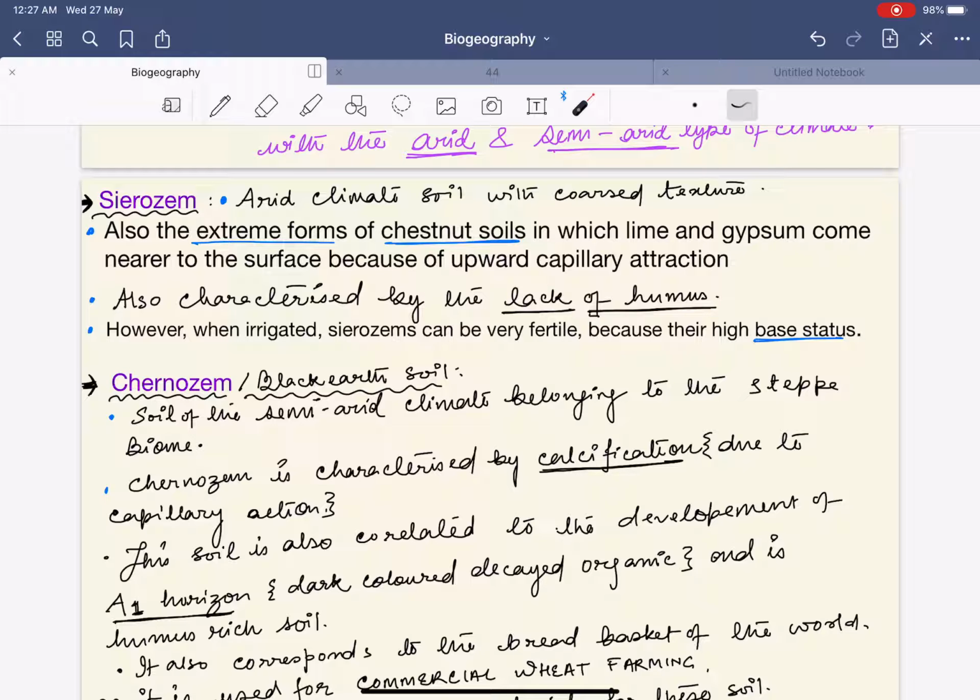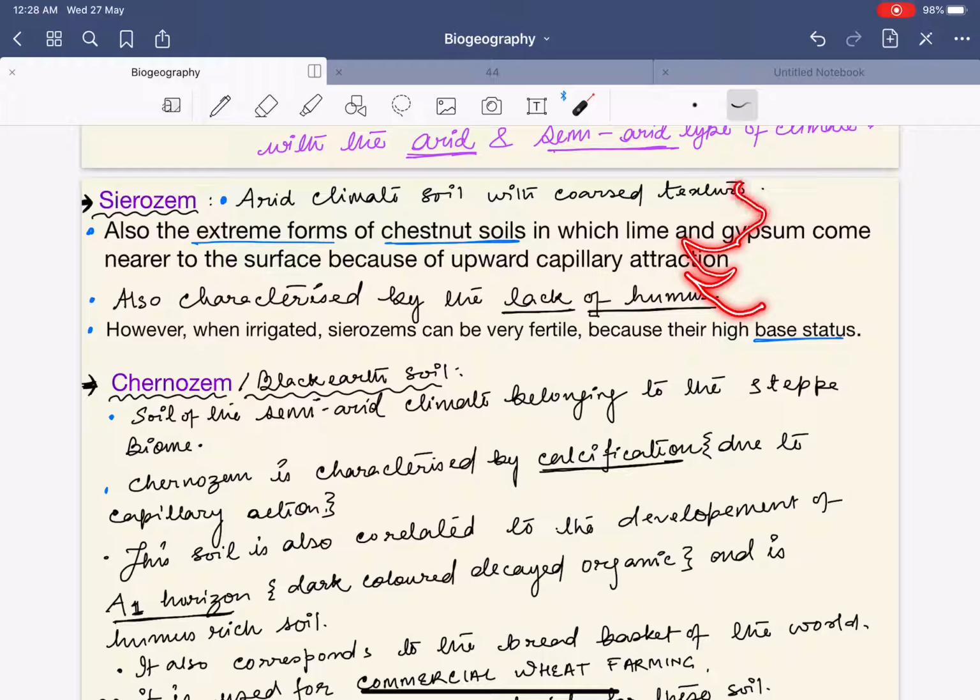Though they lack humus, there are nutrients, and if we irrigate them properly and even use fertilizer properly, then we can also have productivity in the xerosum soil. Now I can give you an example of the xerosum soil. The xerosum soil is found in India, where it's none other than your Thar desert region.